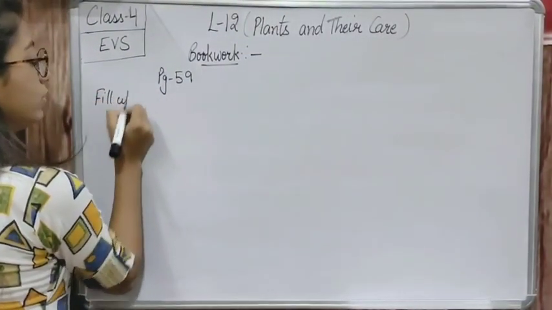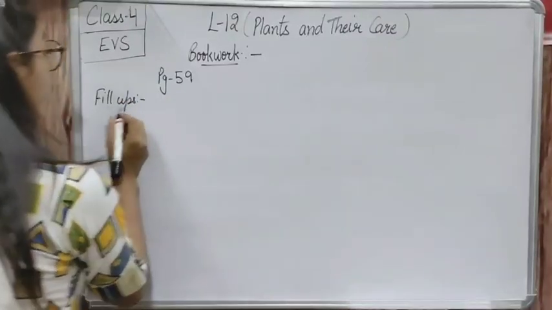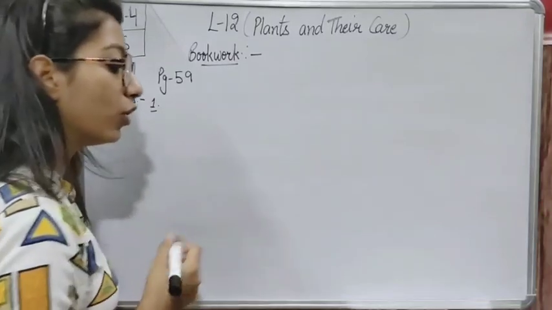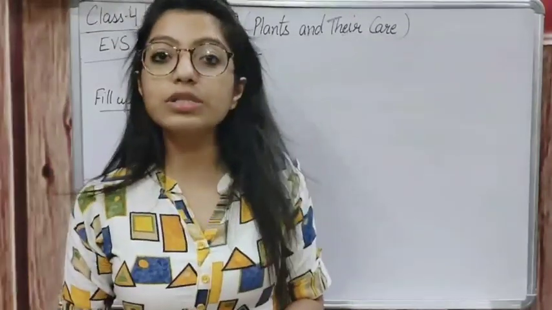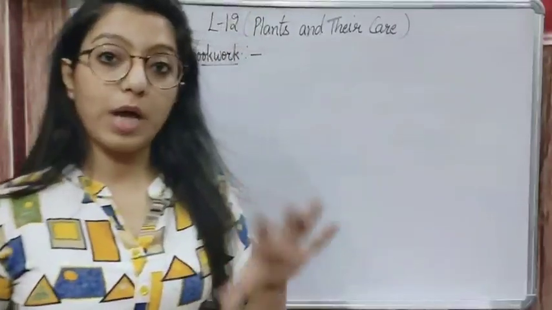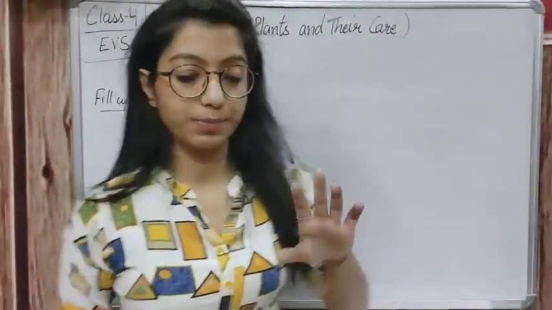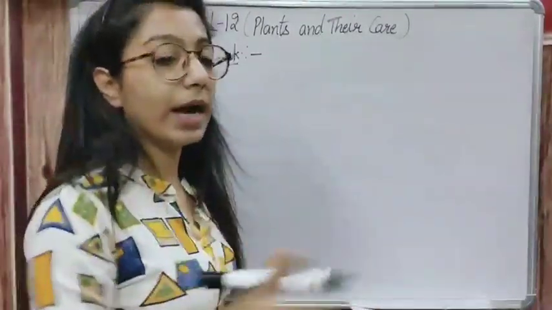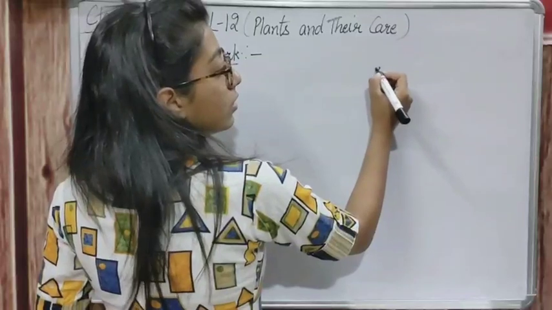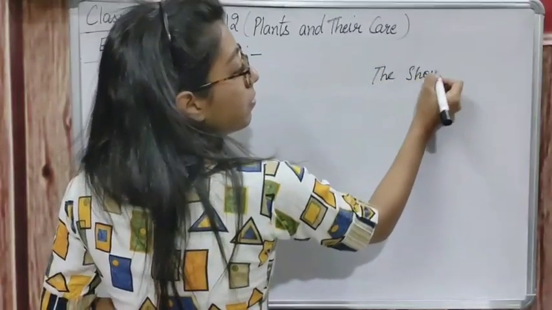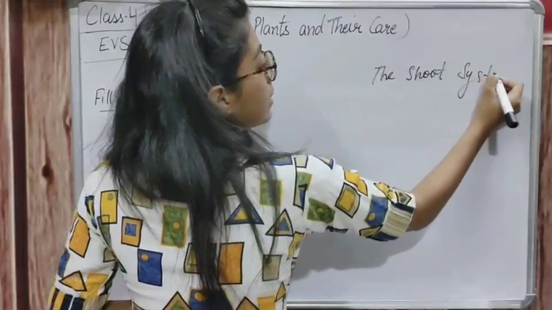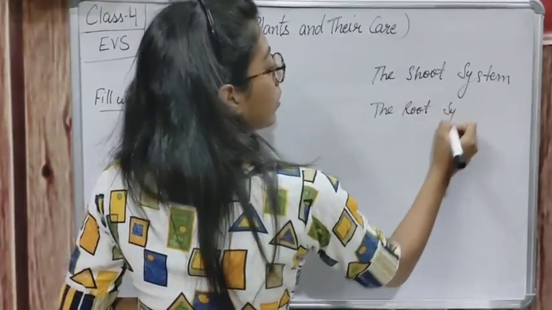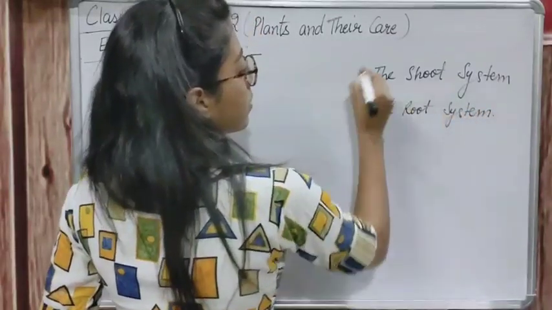Two fill-ups are given. The first fill-up is: the part of plant below the earth or soil is called dash. The parts of a plant are divided into two parts. The first is the shoot system, and the second one is the root system.